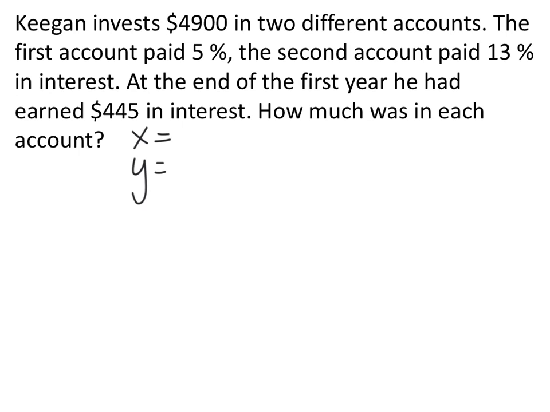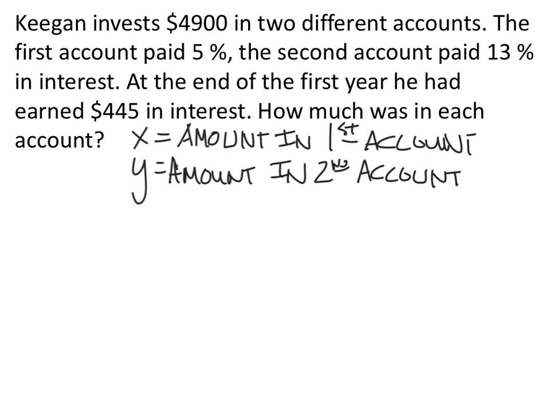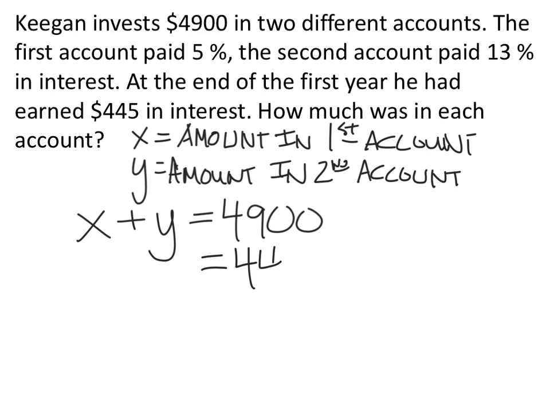So let's define these. Since it was money that was put into two different accounts, I'm going to say that X is the amount put in the first account, because that's what it's talking about here. And Y is the amount put in the second account, which was talked about right here. That will allow me to write the two equations. First, Keegan invested $4,900 into the two different accounts. So X, the amount in the first account, plus Y, the amount in the second account, we know was $4,900. Next, we need to look at the interest earned, which totaled $445.